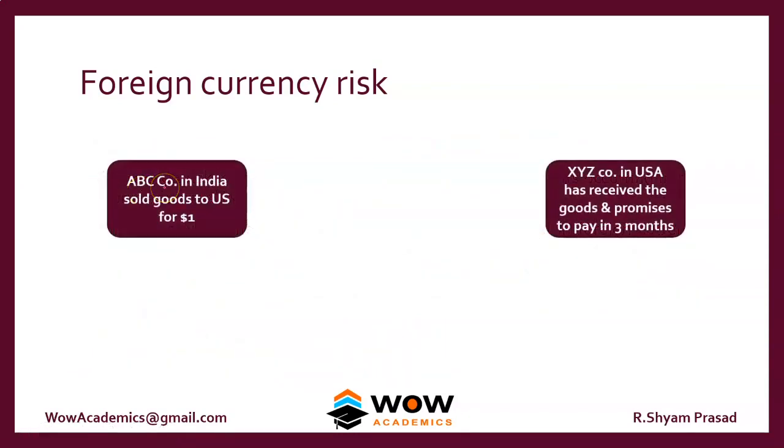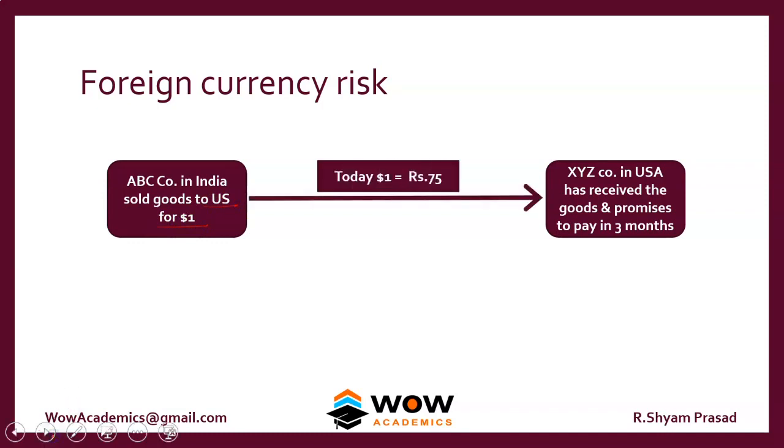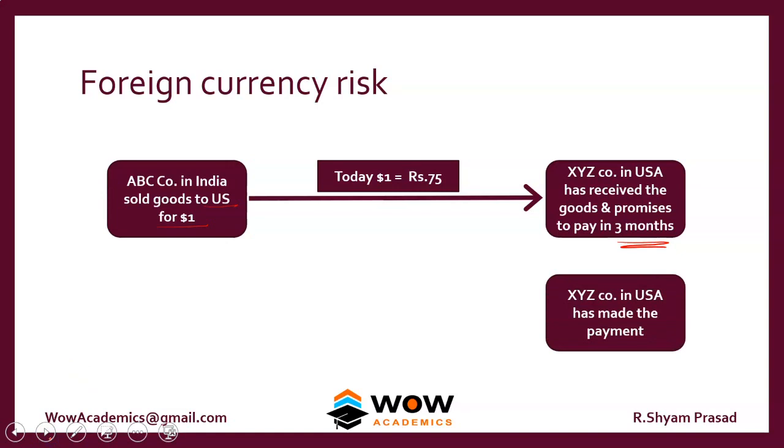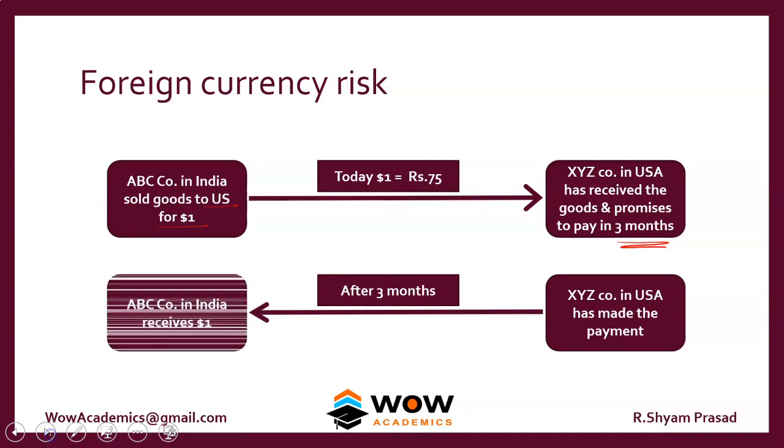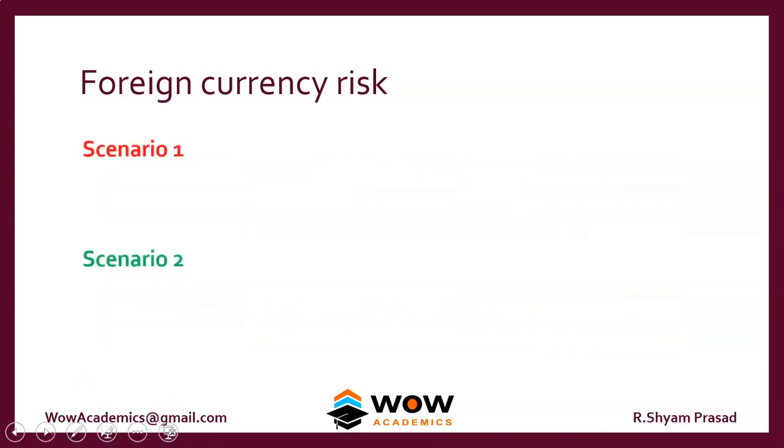Assume that ABC Co. is an Indian company. It is selling a good to the US and the promised payment is $1. And today's day rate is $1 is 75 rupees. And XYZ Co. in the USA has received the goods and also makes a promise that they will pay in 3 months' time. So XYZ Co. in the US has made the payment after 3 months to the Indian company. So the Indian company has received $1. So now there are two scenarios here.